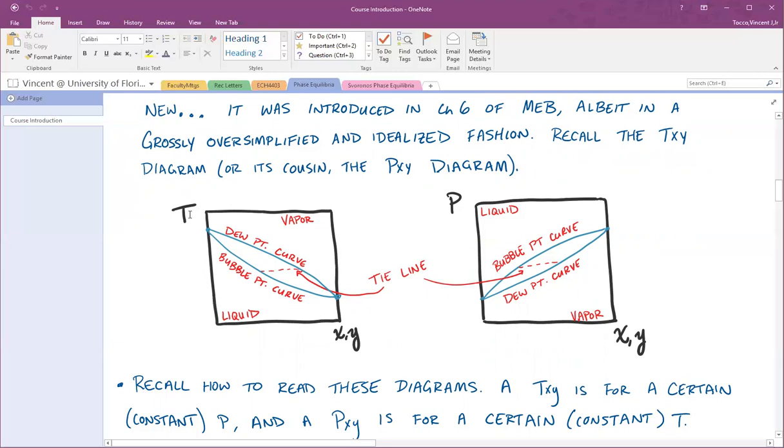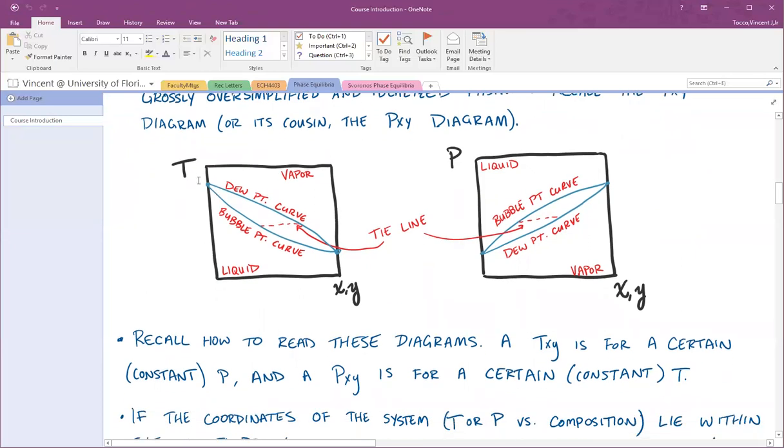Recall how to read these diagrams. In a TXY diagram, you are taking as an assumption that the pressure at which the TXY diagram was constructed is known and constant. So you have to know specifically what the pressure is for a TXY, and vice versa, you have to know what the temperature is for a PXY. Otherwise, if you don't have the PXY or TXY at your specified temperature or pressure, you need to obtain it.